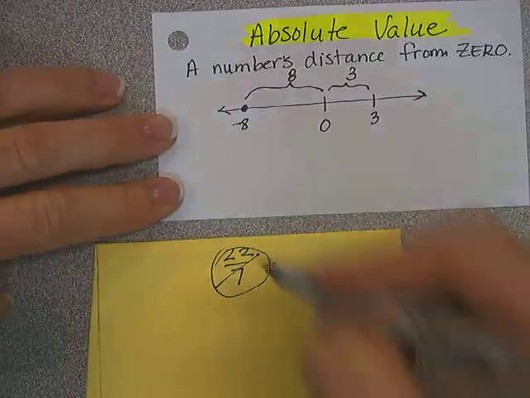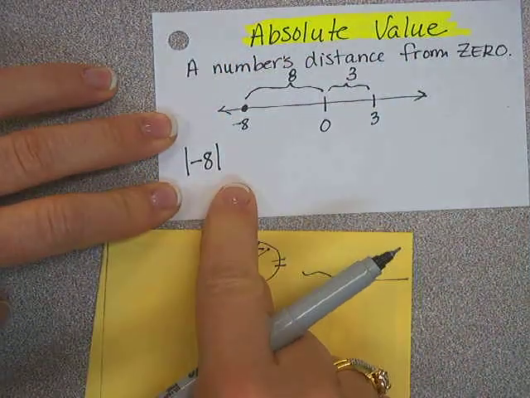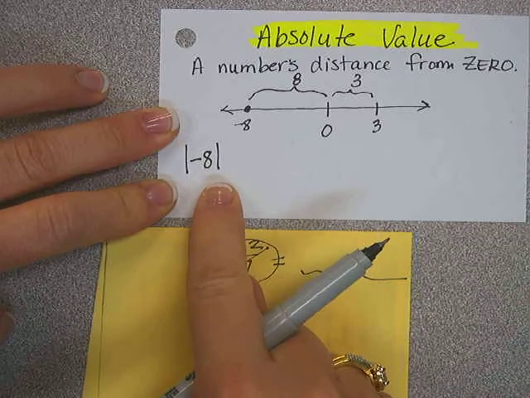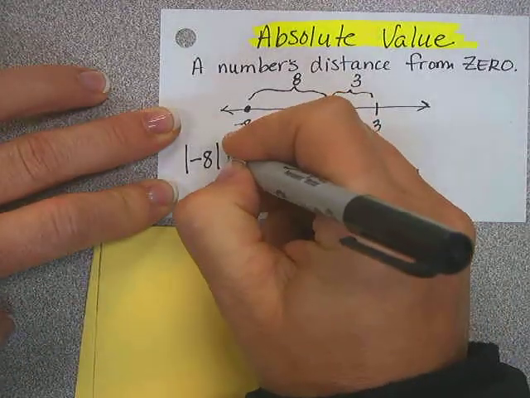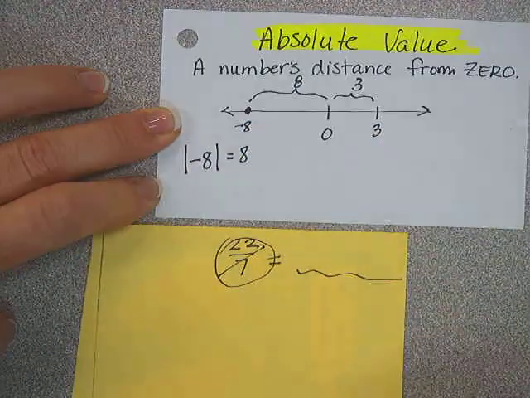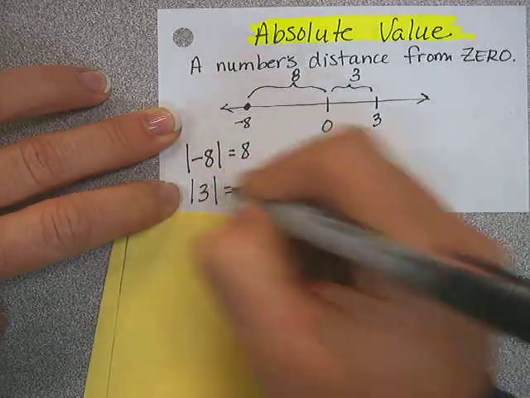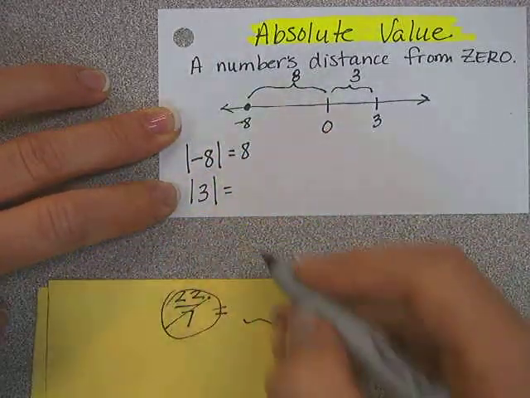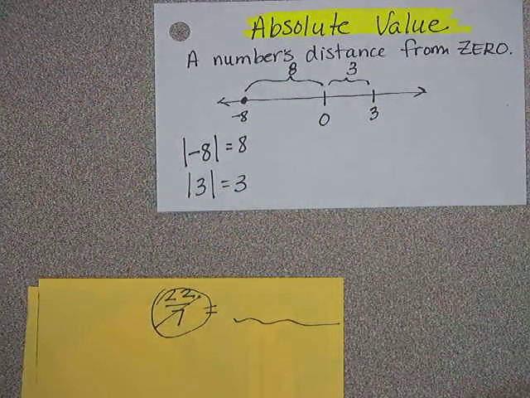Okay. The notation for absolute value is we use two kind of field goal symbols, straight up and down. We enclose the number with straight lines, and we would read this, the absolute value of -8, meaning the distance that -8 is from 0 is 8. The absolute value of 3 is the distance that 3 is from 0, and that's 3.